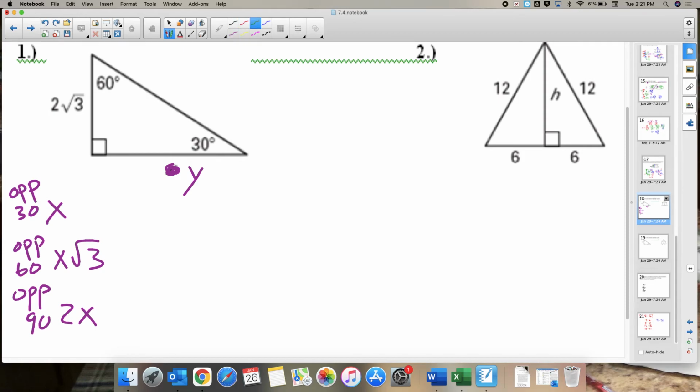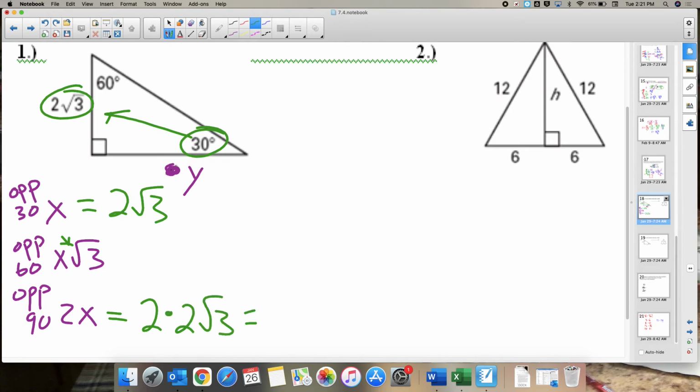Looking at our picture, we have 2 square roots of 3. That does not mean we have this value. Look what it's opposite of. It is opposite of 30 degrees. So that is our x value. X is 2 square roots of 3. So to find 2x, that is 2 times whatever x was. That's 2 square roots of 3. Numbers that are outside get multiplied with numbers that are outside. Numbers that are inside, I only had the square root of 3. Right? So that goes opposite of 90. So that would have gone here if they had asked for it.